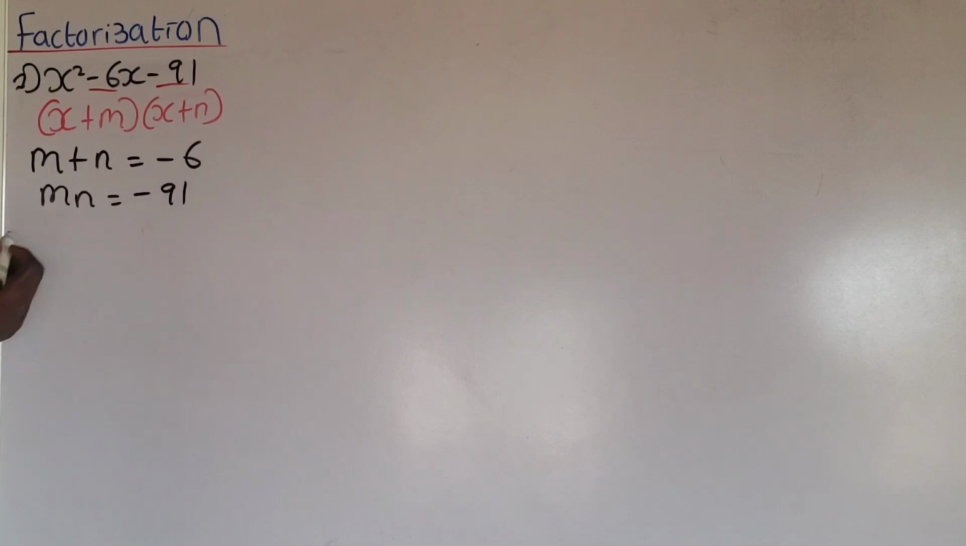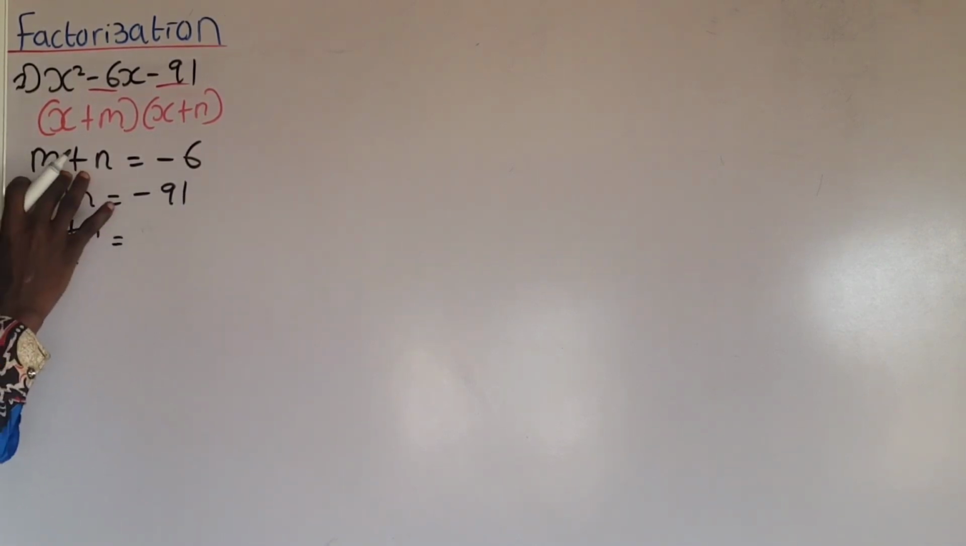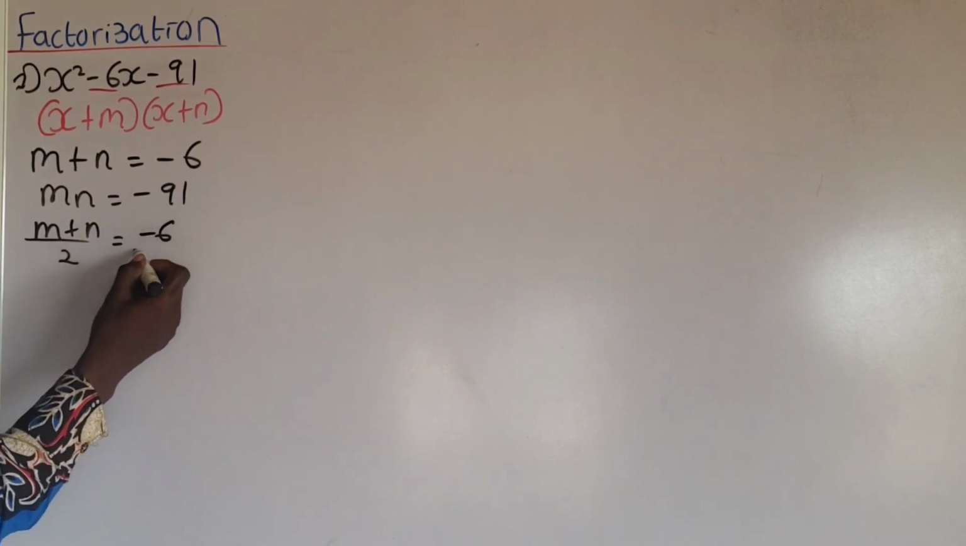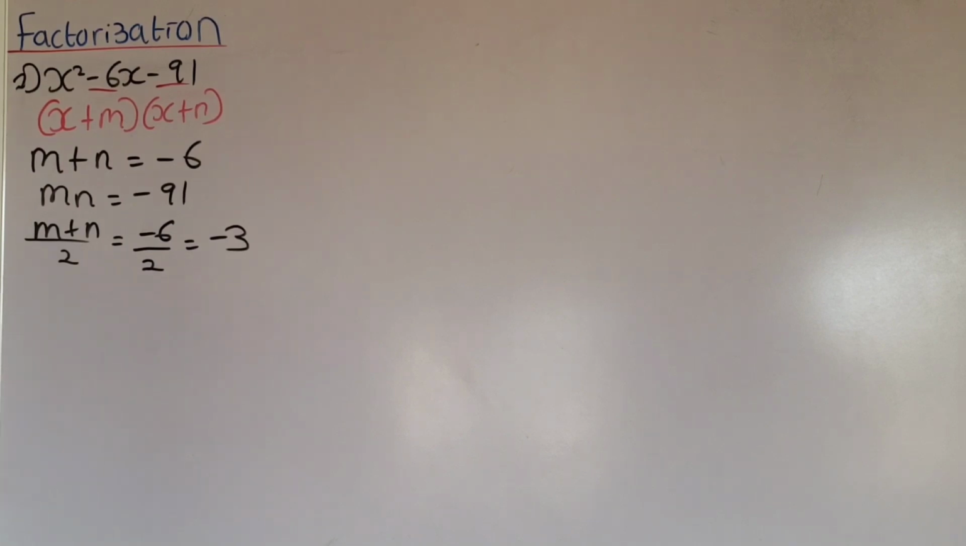You understand? So the next step is that you have to take half of the sum. Half of the sum simply means m plus n all over 2, and m plus n is negative 6. So here we are going to have negative 6 all over 2, which is equal to negative 3. Okay, having done this, you have to increase this half by a constant term and decrease this half by a constant term, then sum them together. You understand? So please pay attention.